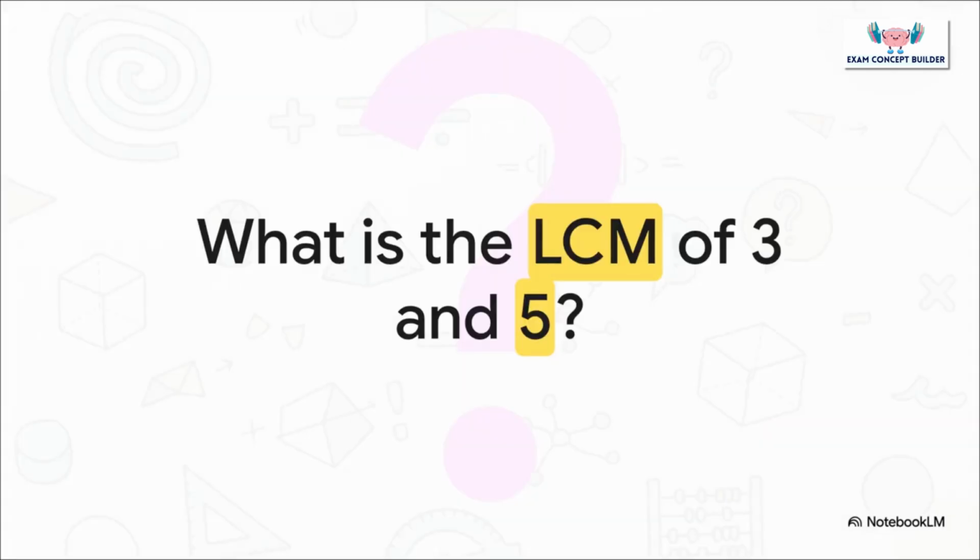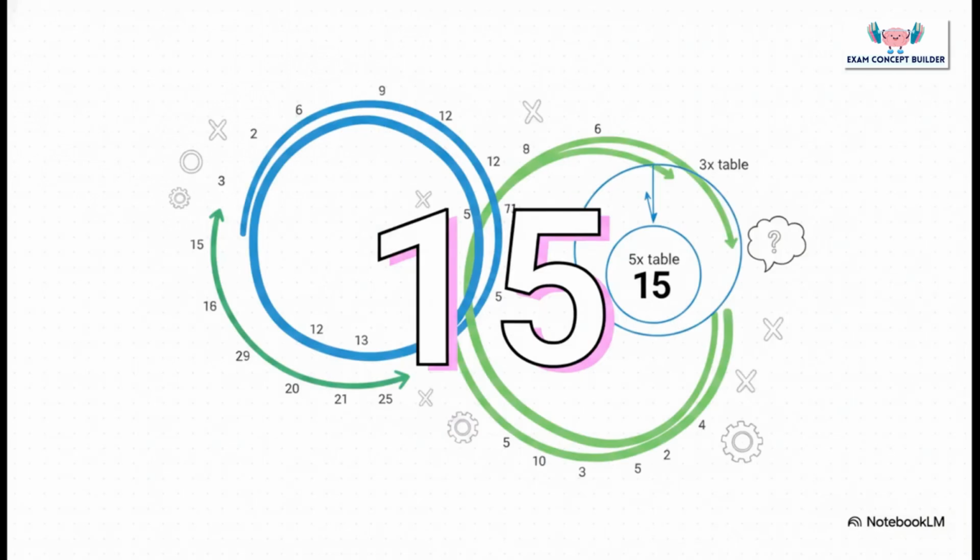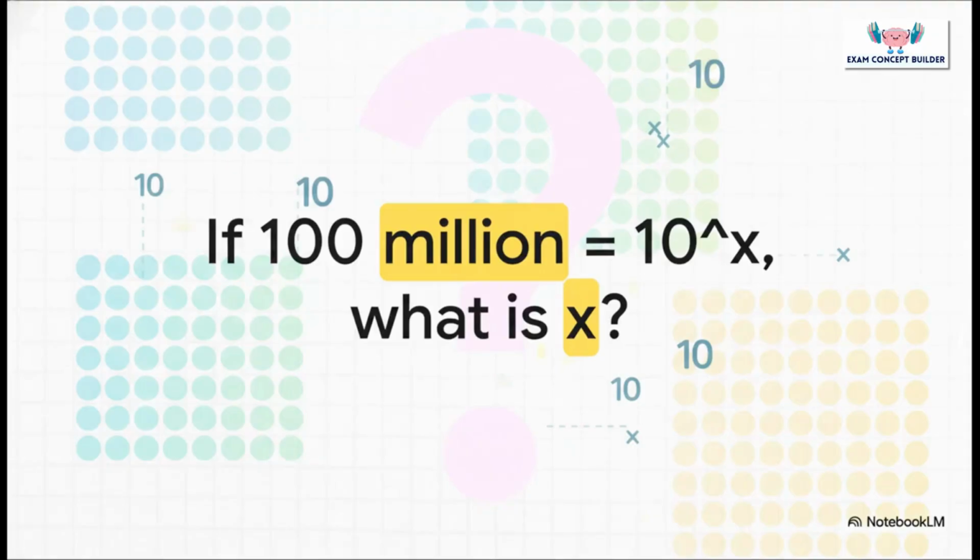Okay, let's see how this builds your speed. Next rapid-fire question. What is the lowest common multiple, or LCM, of 3 and 5? Don't overthink this one, just use your times tables. And the answer is 15. We are just looking for the absolute smallest number that shows up in both the 3 times table and the 5 times table. 3 times 5 is 15, and since they share no other smaller common multiples, 15 is the winner.